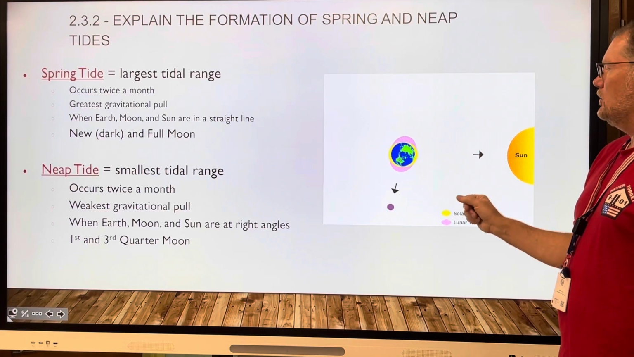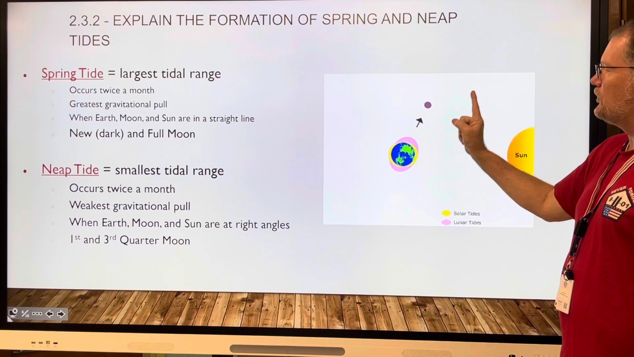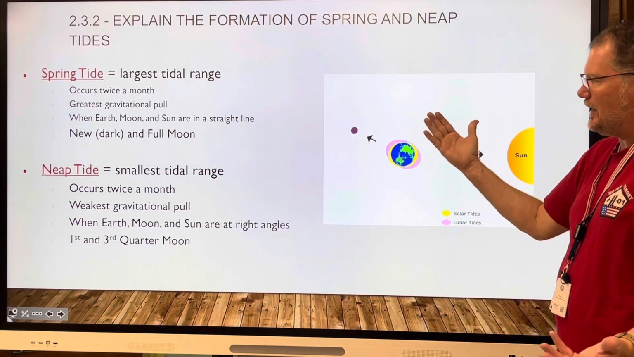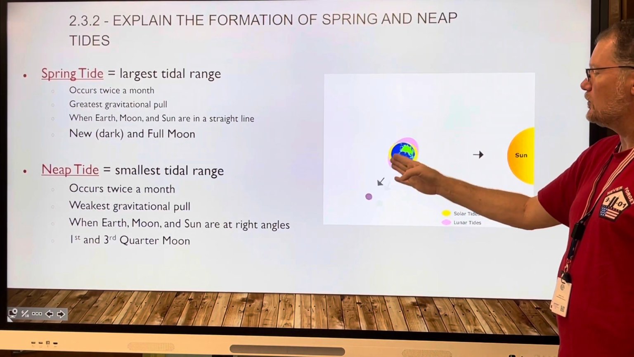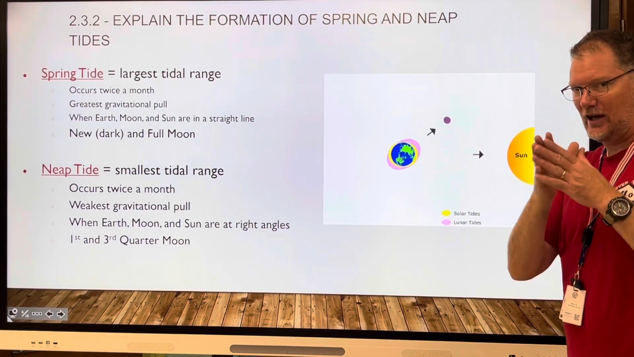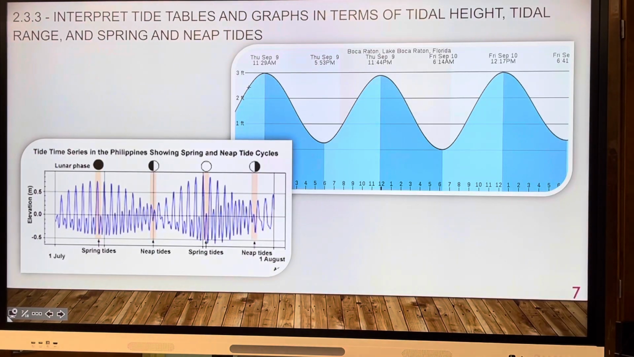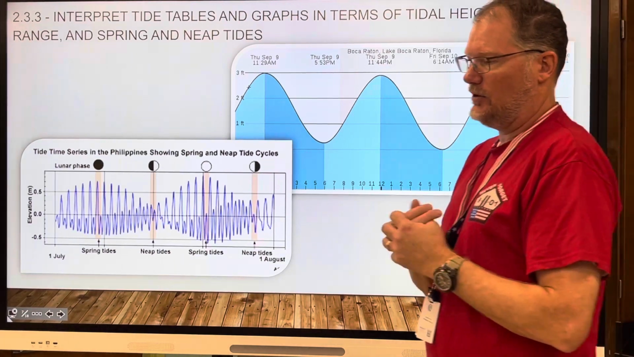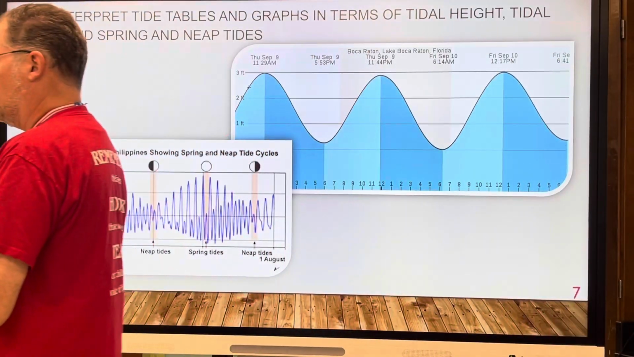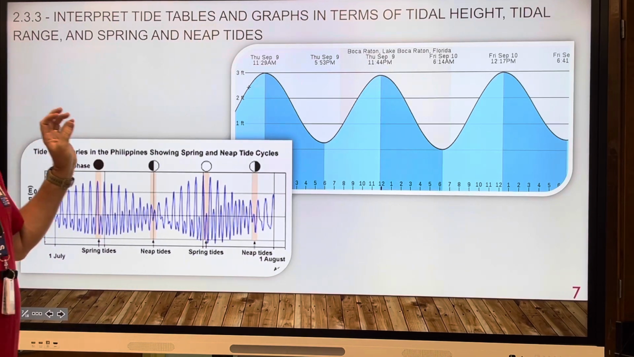So here we'll start at new moon, where you don't see the moon because the sun's behind it. Here's the first quarter. It looks like you're seeing half, but you're only seeing a quarter of the moon. And here's the third quarter, and it looks like you're seeing half, but you're seeing actually a quarter. So that's why they're called first and third quarter.